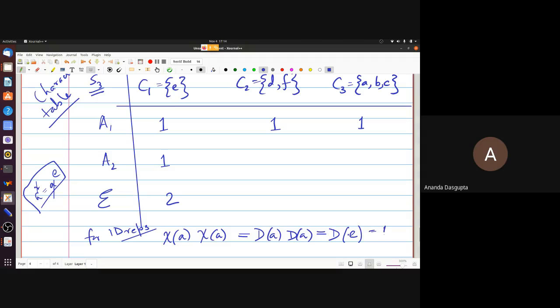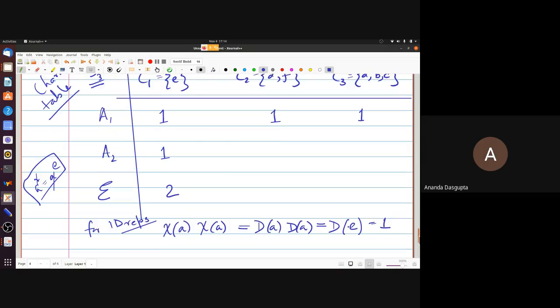And so that's 1, of course. In a 1D representation, this is always 1. So chi-A is a number whose square is 1. So what are the possible values? Plus or minus 1. Right, plus minus 1.